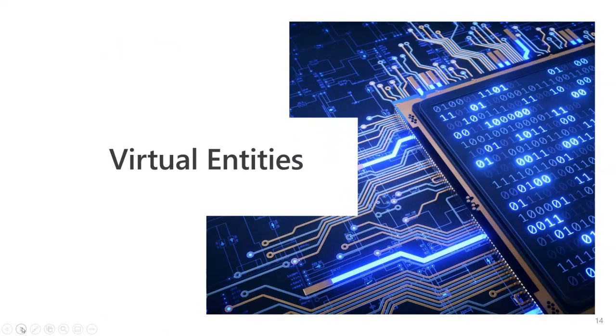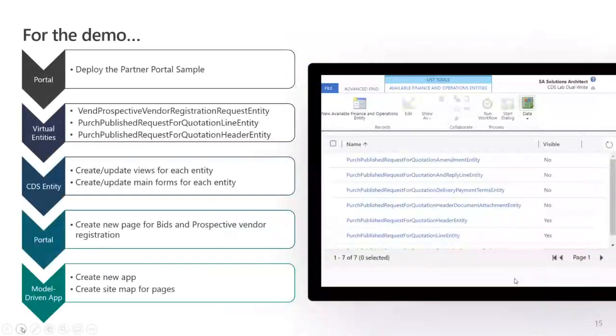Switching gears to virtual entities, for the demo, there were a number of different things that you saw that were specific to using virtual entities. I started out by deploying the partner portal sample. Again, you could have installed the solution for the supplier management portal as well. The list of virtual entities that I enabled here is not all inclusive. There were some additional entities, but the key ones were the prospective vendor registration request entity. I also enabled the request for quotation line and header entities for the published RFQs.